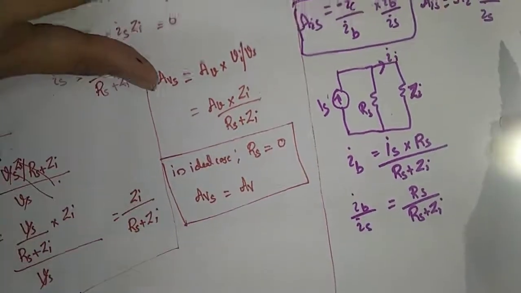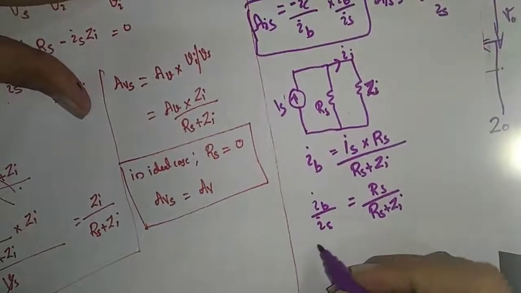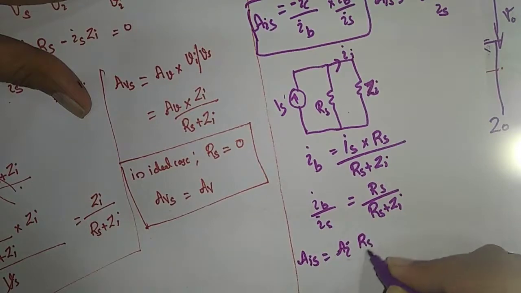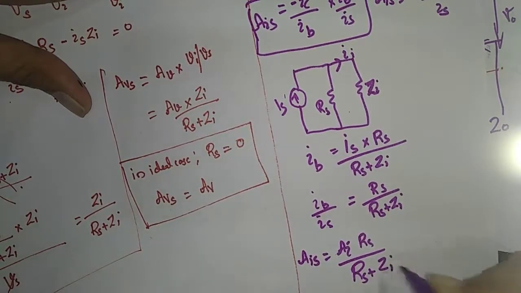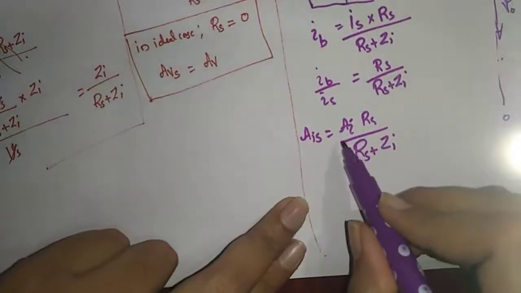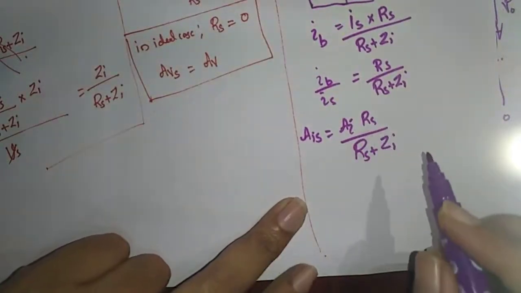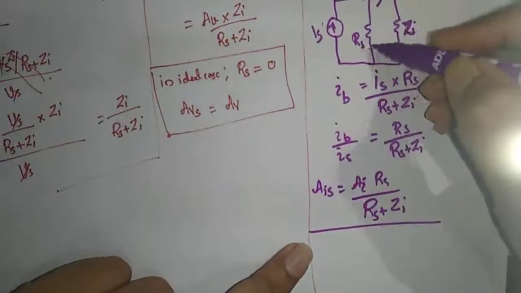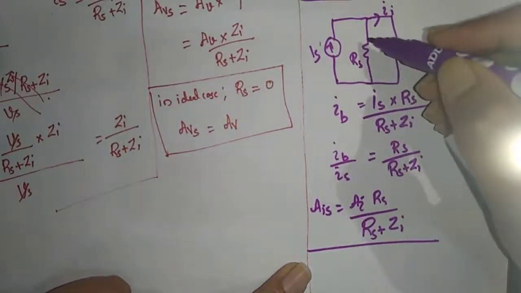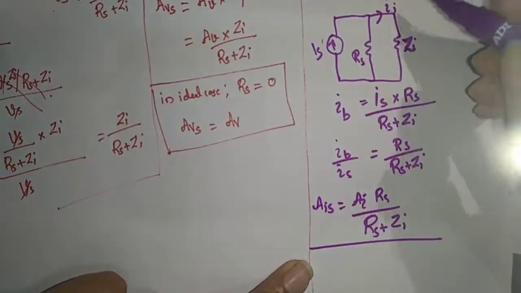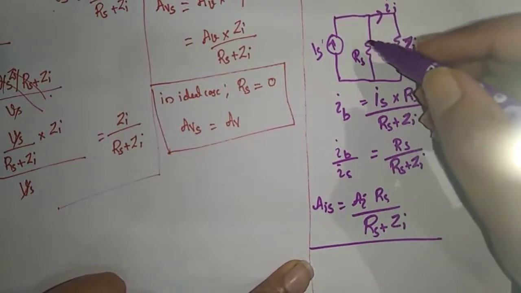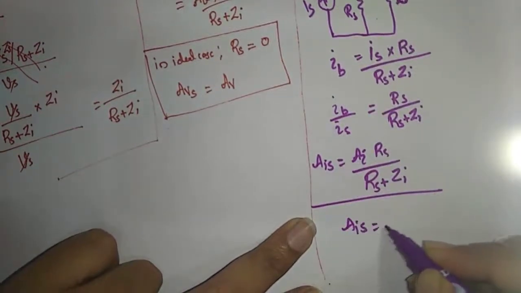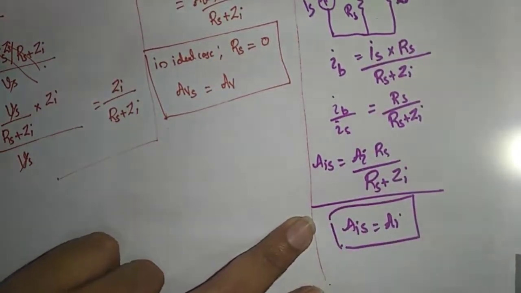So if I am substituting this in our general equation, I can say my AIS is equal to AI into Rs divided by Rs plus Zi. So what is AIS? AIS is equal to AI into Rs divided by Rs plus Zi. Then what about the ideal case? In an ideal case, this Rs is equal to infinity. So what will be the equation? Infinity divided by infinity, it will be 1. So AIS will be equal to AI for the ideal case.